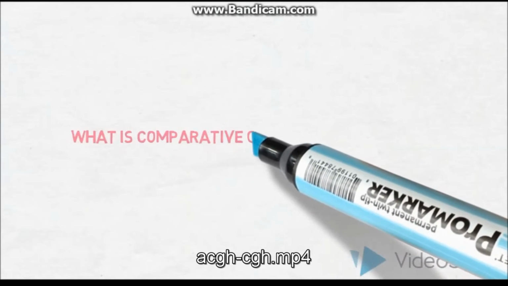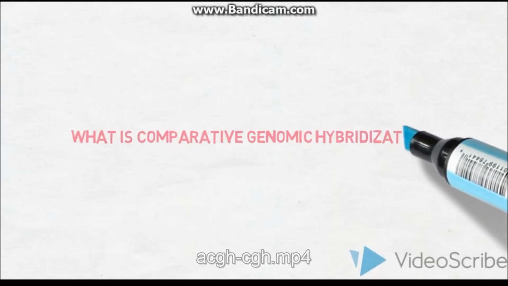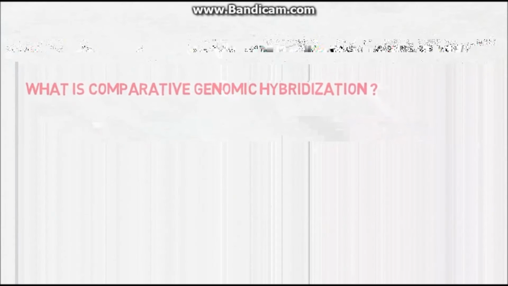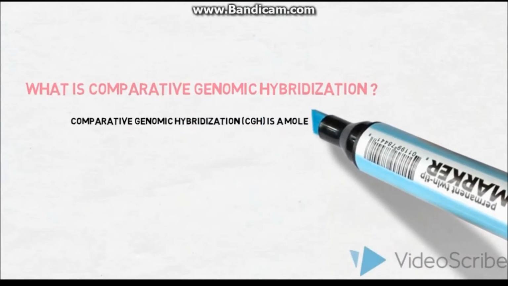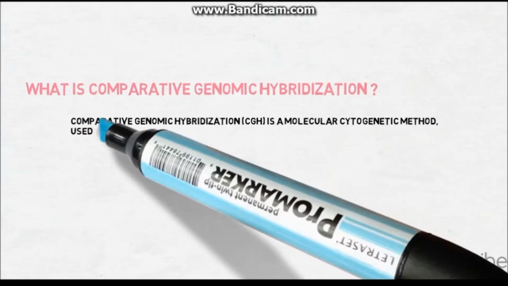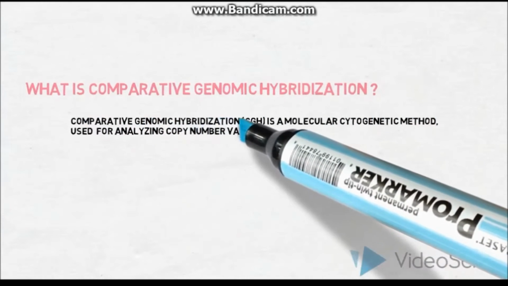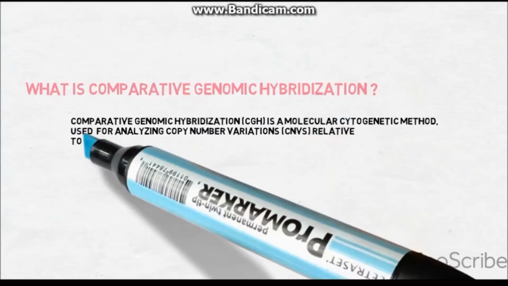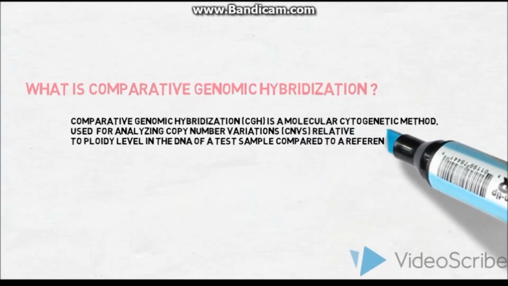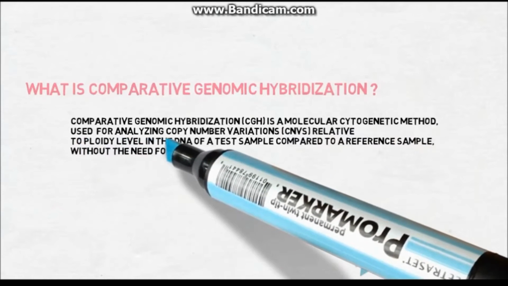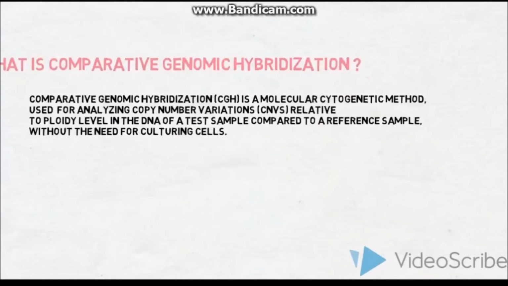What is comparative genomic hybridization? Comparative genomic hybridization is a molecular cytogenetic method used for analyzing copy number variations relative to ploidy level in the DNA of a test sample compared to a reference sample without the need for culturing cells.